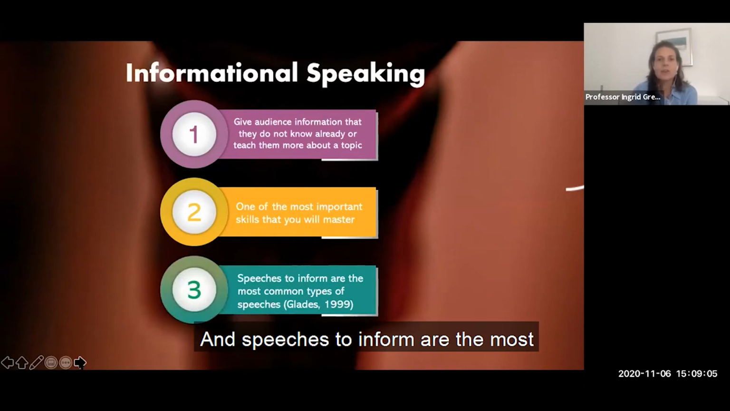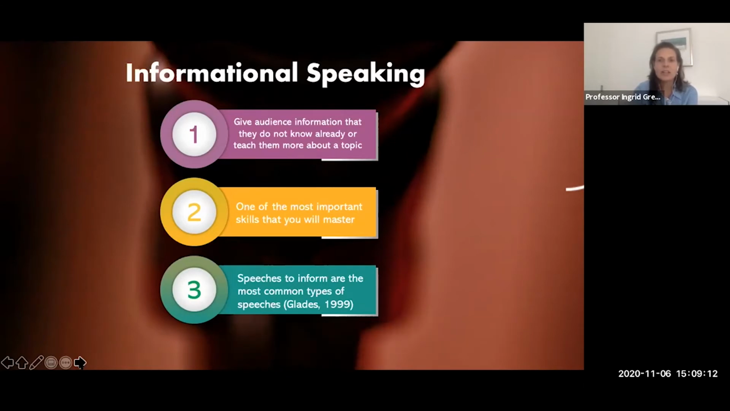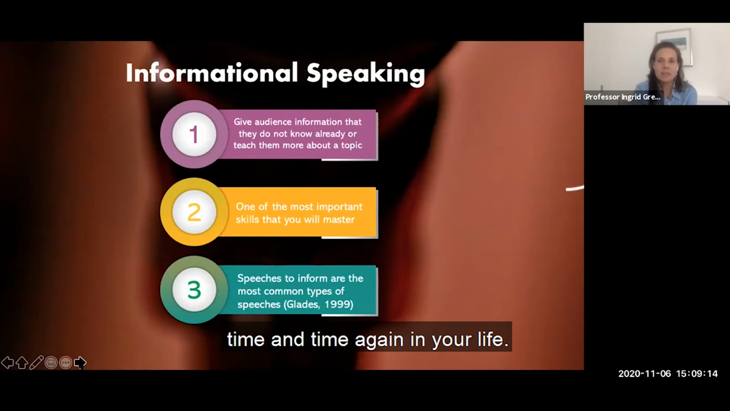And speeches to inform are the most common types of speech, as researched by Glades in 1999. So as I mentioned, informational speaking will come up time and time again in your life.